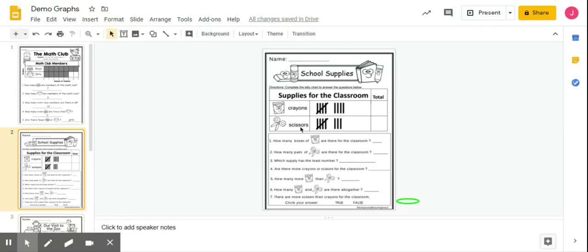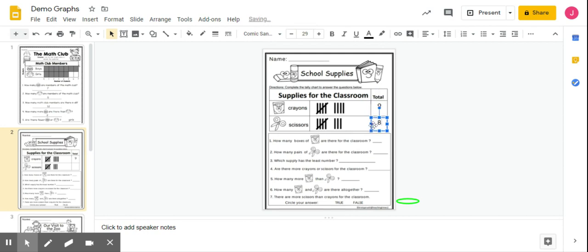Each line equals 1. So we have 1, 2, 3, 4, 5, 6, 7, 8, 9 crayons. And we have 9 crayons because the group with the line through it means that there are 5, and 5 plus 4 equals 9. Let's count how many scissors there are. 1, 2, 3, 4, 5, 6, 7, 8.